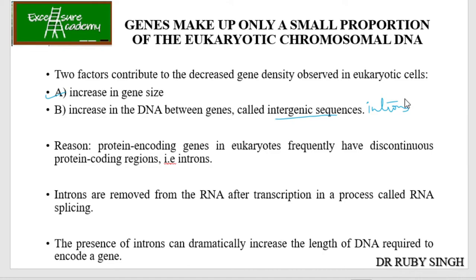Protein-encoding genes in eukaryotes frequently have discontinuous protein coding regions, like introns. These introns are removed during a process called RNA splicing. The presence of introns can dramatically increase the length of the DNA required to encode a gene. What does this mean? Even though your functional gene is this much, before it gets transcribed, a huge portion may be present, of which only a few sequences are responsible for becoming a functional gene. So you need to remove all these portions, and that is what is called RNA splicing.